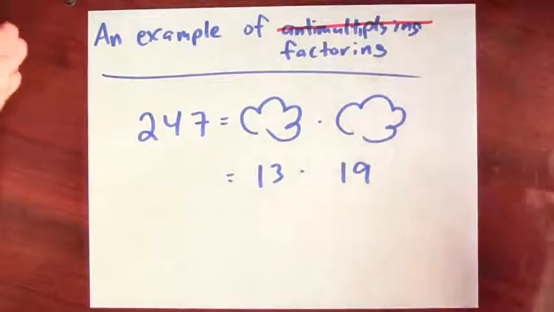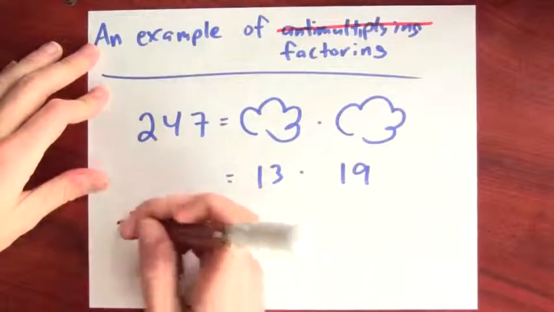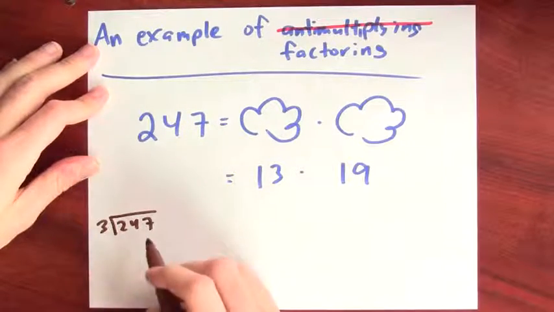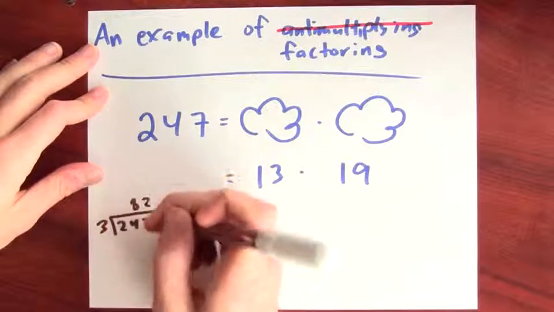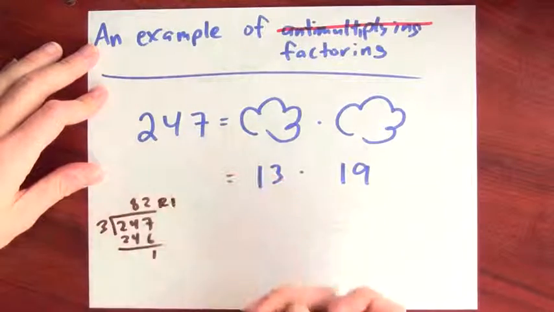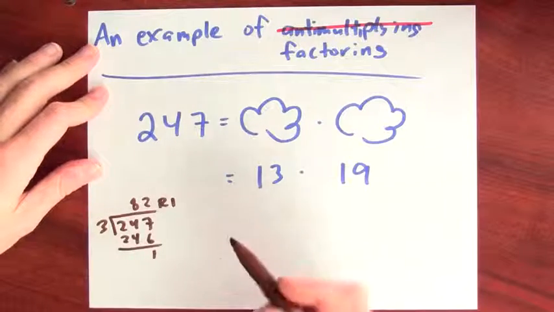Well, that seemed to have come out of nowhere. How did I figure that out? Well, basically, I just have to keep trying to divide, right? So to figure this out, maybe I'd first see, is 247 divisible by 3? Well, 3 goes into 247 82 times, but there's a remainder of 1. So 82 times 3 isn't 247. I got that pesky remainder.